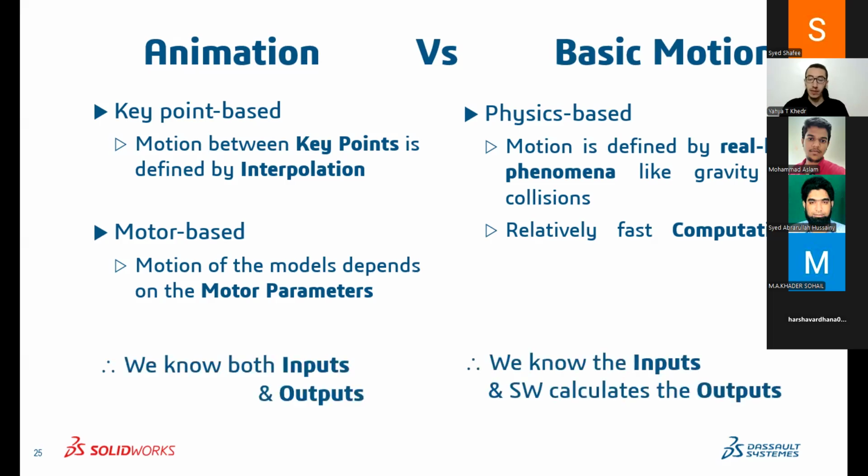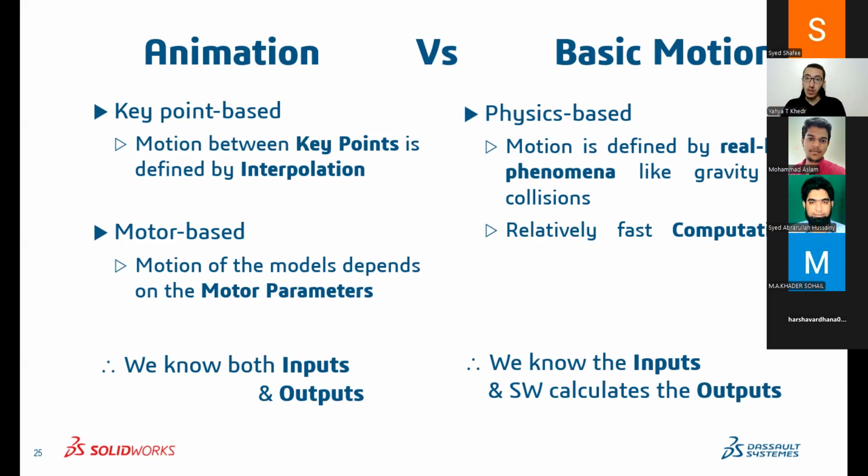So when it comes to animation, you already know the inputs and the outputs because you've already provided the software with all the key points. That's the starting position and the ending position and any positions in between. You already told the software everything. All you're asking the software to do is show you how that movement from one position to the other is going to look.